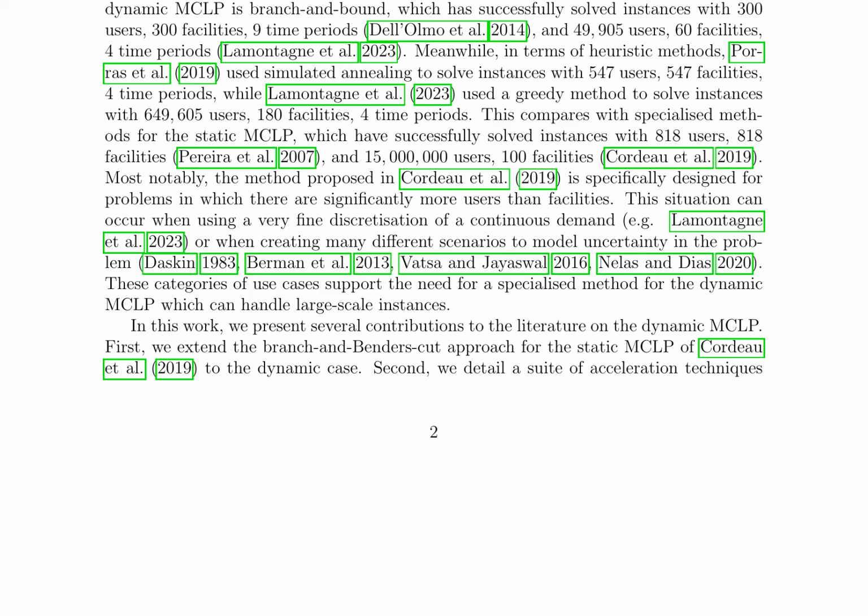The need for a specialized method for the dynamic MCLP is evident, particularly in cases with significantly more users than facilities, which can occur when using fine discretization of continuous demand or creating multiple scenarios to model uncertainty. This work extends the branch-and-Benders-cut approach for the static MCLP to the dynamic case, introducing a suite of acceleration techniques to improve computational efficiency.